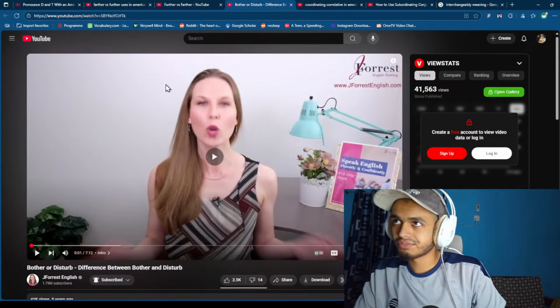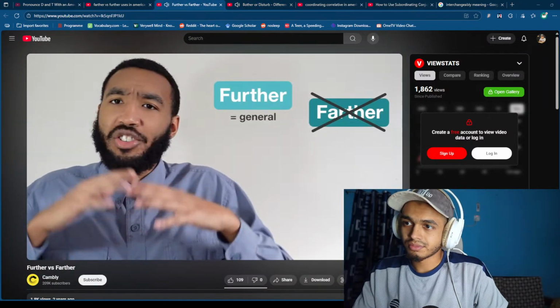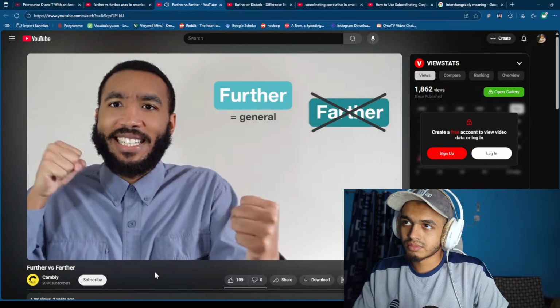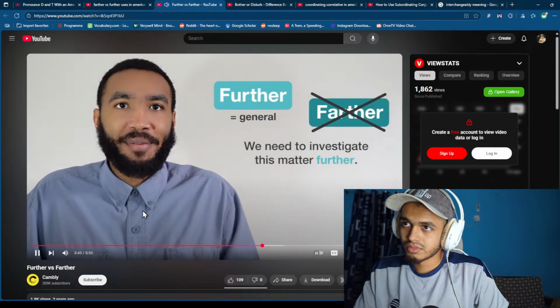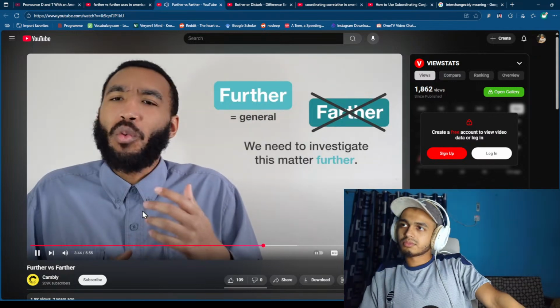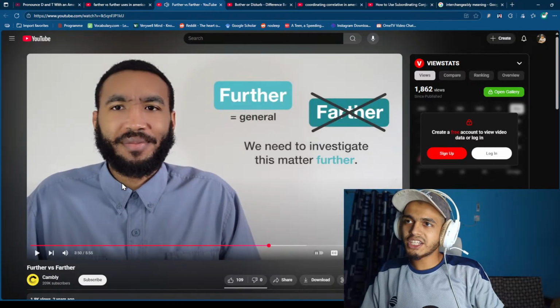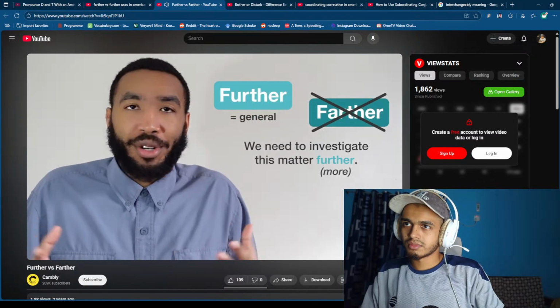Okay, buddy. We're talking about the difference between further and farther. Further is used more in a general sense, not just for specific distance. An example of this can be, we need to investigate this matter further. We need to investigate this matter further. You can think of that as in we need to investigate this more.